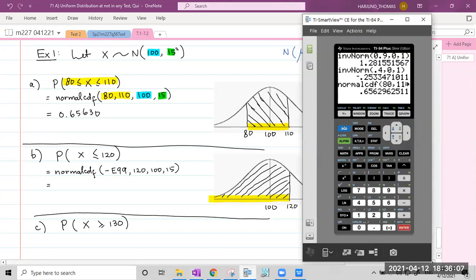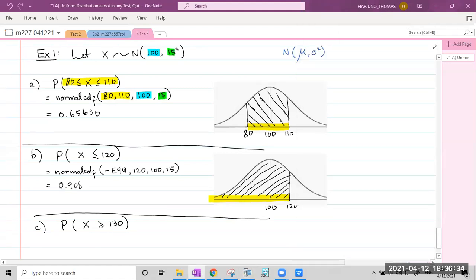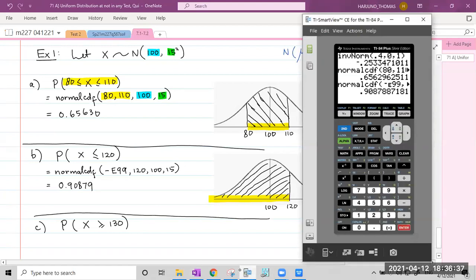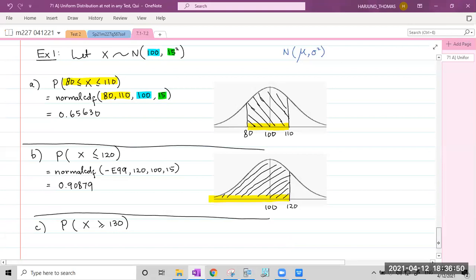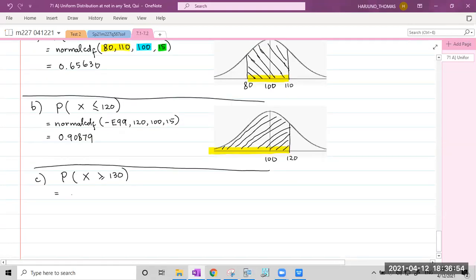Okay, so the normal CDF, negative E99, that's the lower bound, upper bound 120. The mean is 100, standard deviation 15: 0.90879. Now, how about the probability that X is greater than or equal to 130?